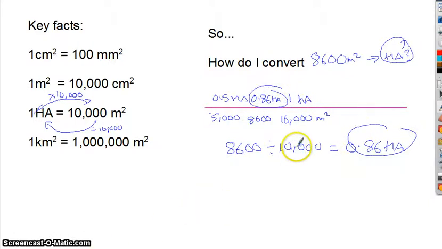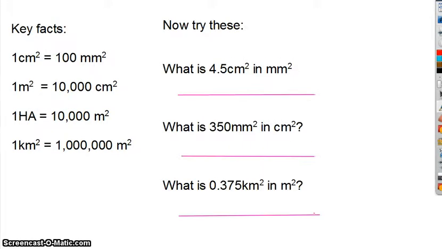Okay, so what I'd now like you to do is to use those key facts and either a ratio table or multiplication or division to try and work out what these are. So pause the video, try and do the questions, and then come back in a couple of minutes and see if you agree with me.